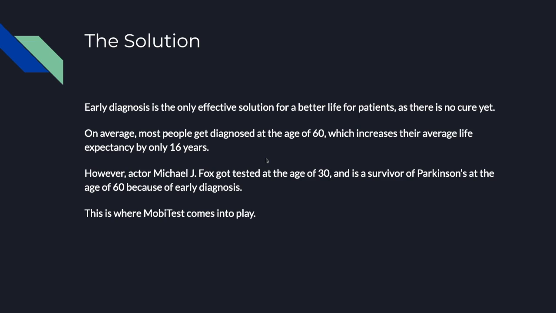Here's the solution. Early diagnosis is the only effective solution for a better life for patients, as there is no cure yet. On average, people get diagnosed at the age of 60, which increases their average life expectancy by only 16 years. However, actor Michael J. Fox got tested at the age of 30 and is a survivor of Parkinson's at the age of 60 because of early diagnosis. This is where MobiTest comes into play.